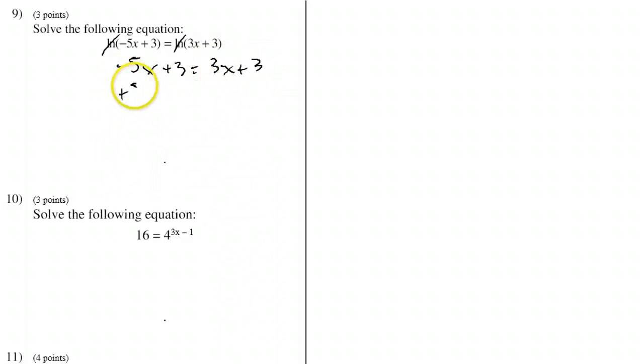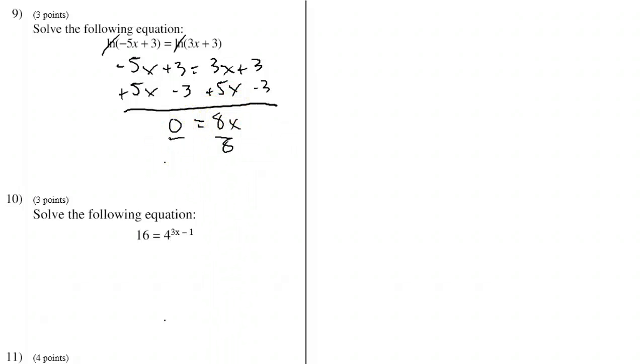And if I move the 5x over to the right and move the 3 over to the left, see here I'm going to get 0. That's also 0. And here I get 8x. So if I solve for x, if I divide by 8, we get x equals 0.